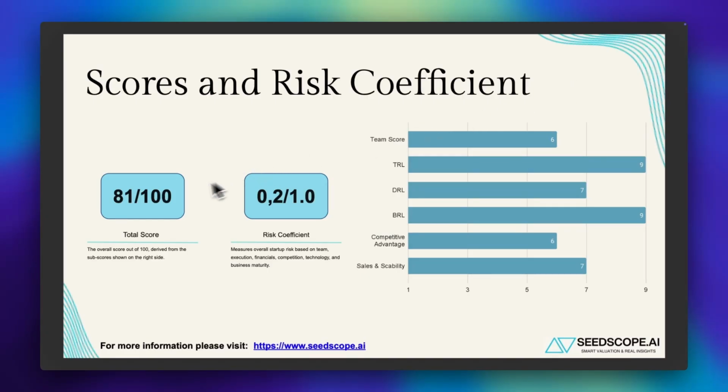Next are the total score and risk coefficient. Investors use this to quickly assess overall startup quality and downside risk. A strong score combined with low-risk signals indicates execution strength and maturity.